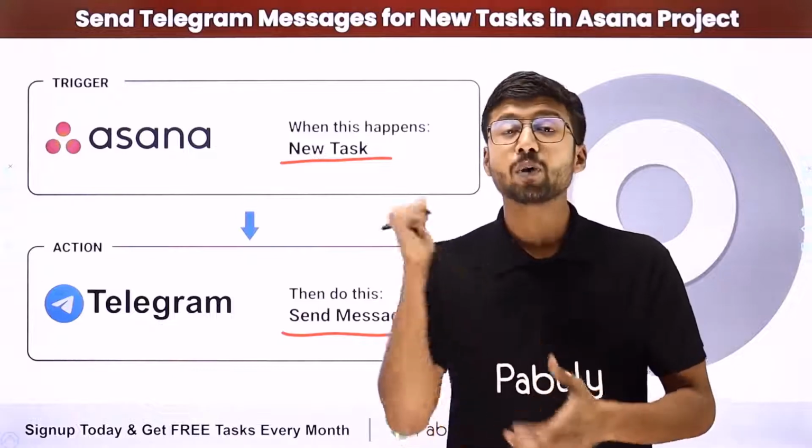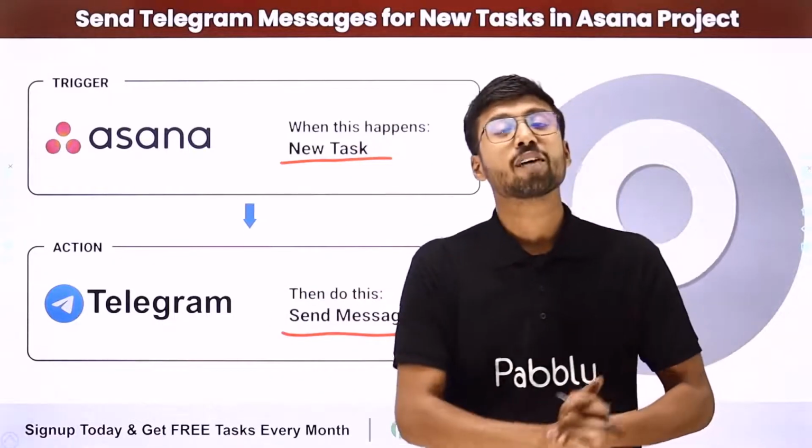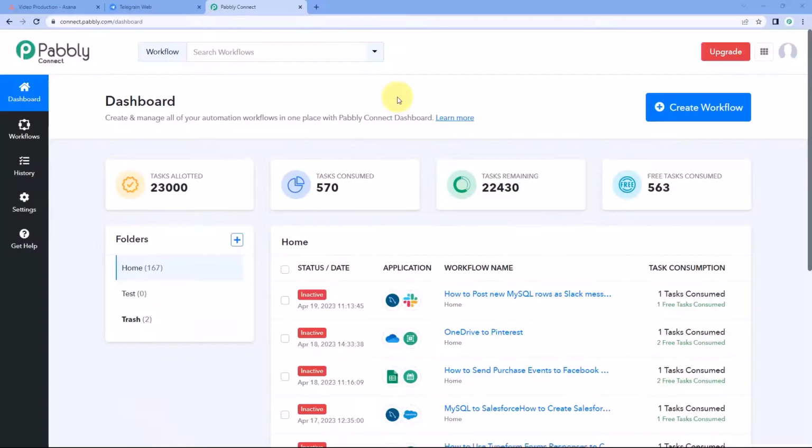Now, if you want to know how you can automate this process of sharing new tasks from Asana to Telegram, you just have to come with me to my screen. So as you can see, here we are on Pabbly Connect's dashboard. Now to reach this dashboard, you will get a free sign-up link of Pabbly Connect in the description box below. By clicking on that link, you can create your free Pabbly Connect account in just 2 minutes.